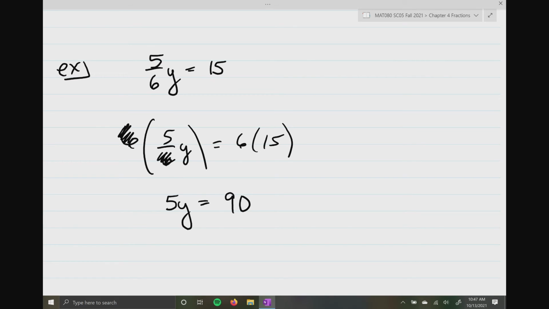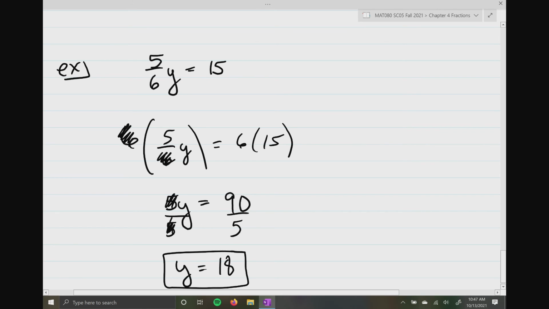Now, we take a deep breath. We read the problem again. 5 times y equals 90. We know we need to isolate the variable, and we always do the opposite operation. 5 times y, the opposite operation, is division. So, on the left-hand side, that's simple. The 5's reduce. You're left over with the letter y. On the right-hand side, 90 divided by 5 is 18. Are there any questions so far?